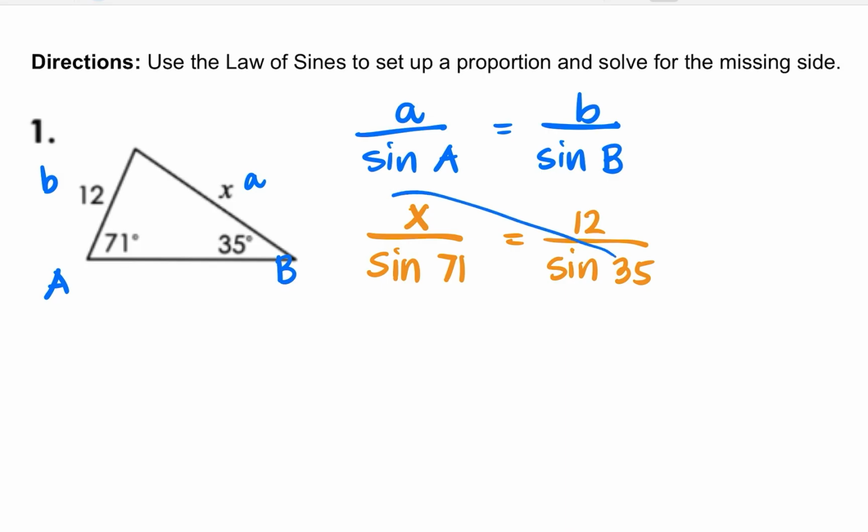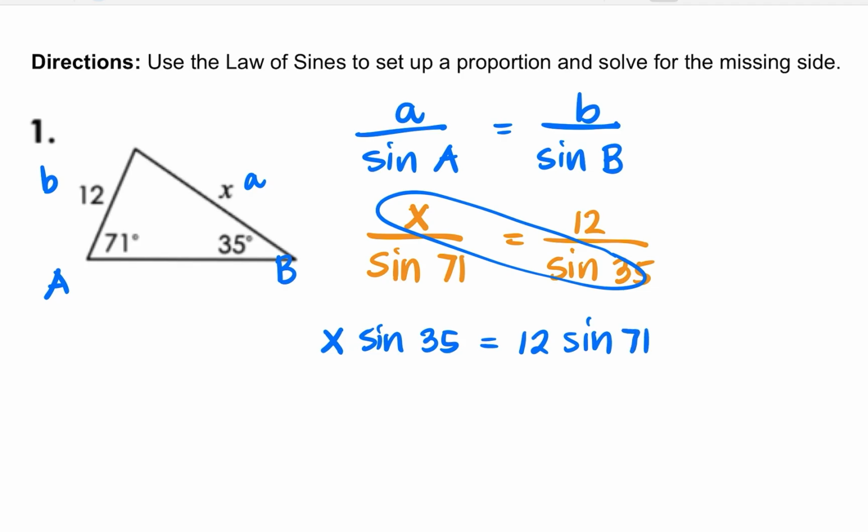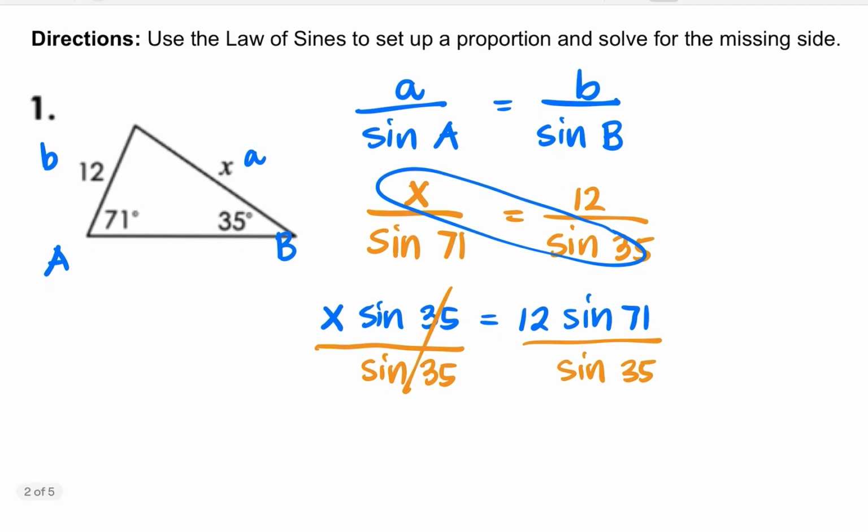So I'm going to multiply these two together. So that would be x times sine 35 equals 12 times sine 71. We want to get the x by itself, and so I am going to divide both sides by sine 35. And the sine 35 on the left side gets canceled out, and we are left with x.